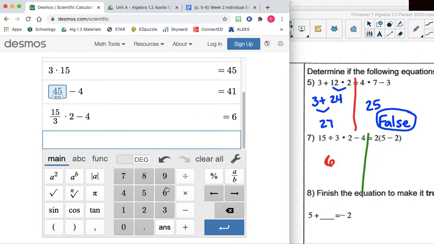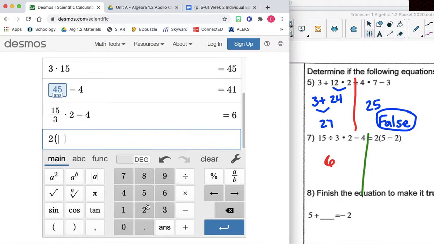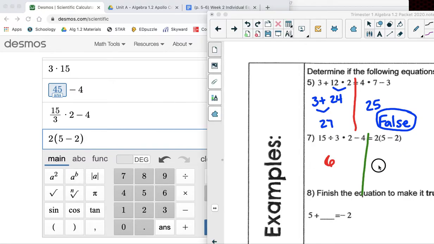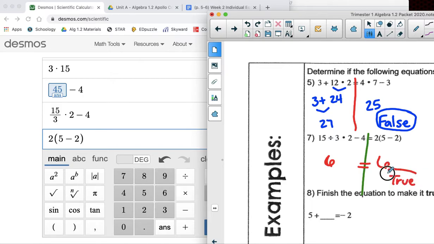I have 2 times the quantity of 5 minus 2. So if we were going to do it by hand, we would do that 5 minus 2 first, which is 3. 2 times 3 is 6. So now this one, they're actually the same. They are equal. 6 and 6, they're the same. Okay, so that's going to be true. True equation means that it actually is equal.